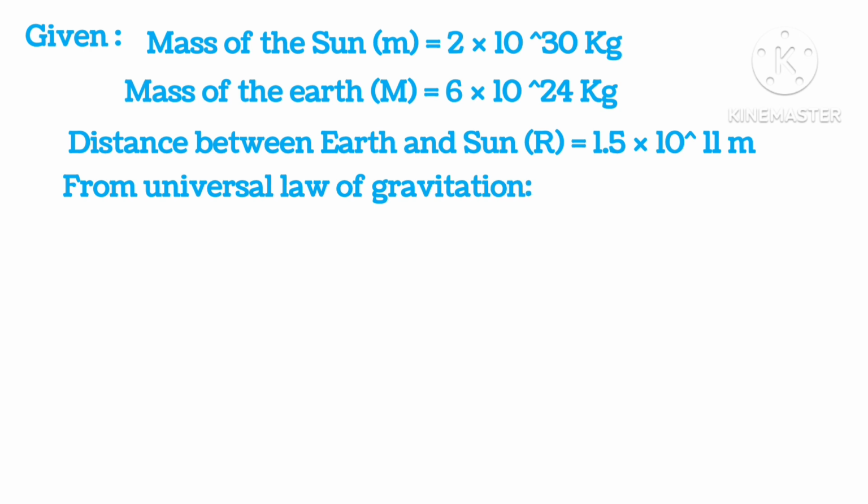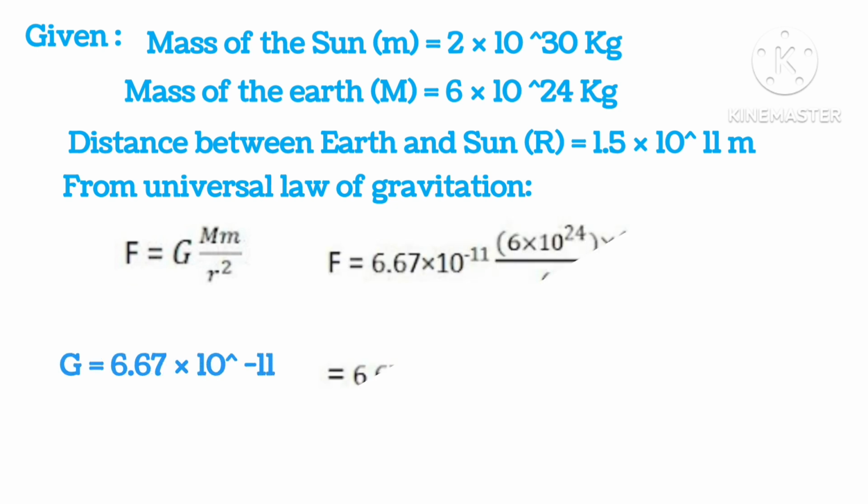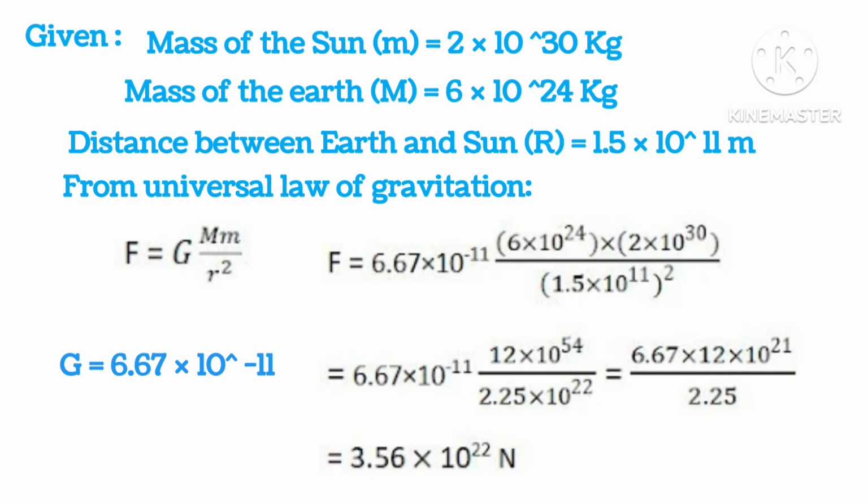Now from the universal law of gravitation, putting all the values here, where G is 6.67 into 10 to the power minus 11, we get the force 3.56 into 10 to the power 22 newtons.